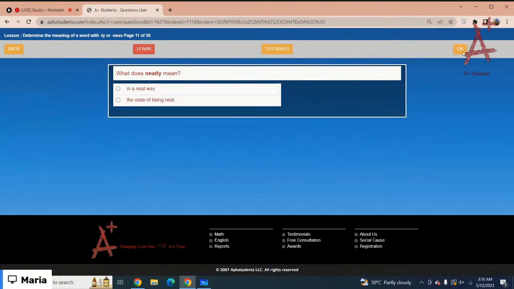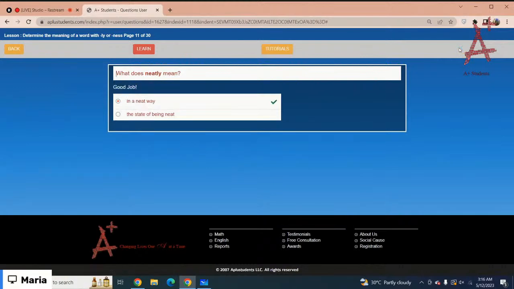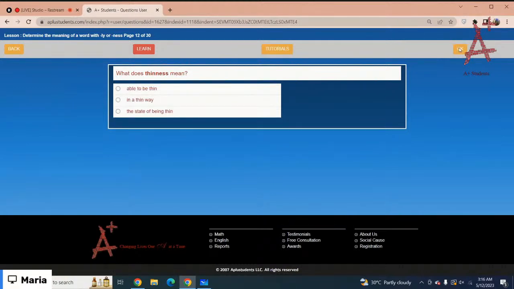What does neatly mean? In a neat way. What does thinness mean? That means the state of being thin. Got it? The correct option is the state of being thin.